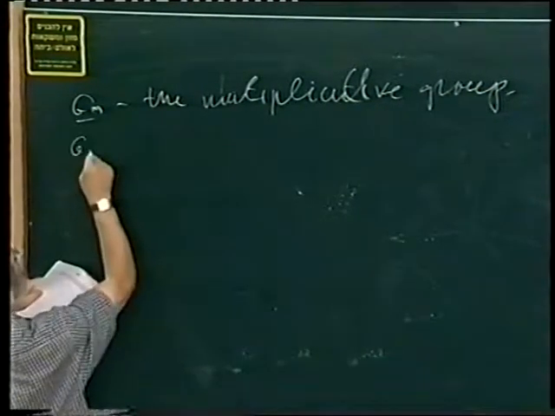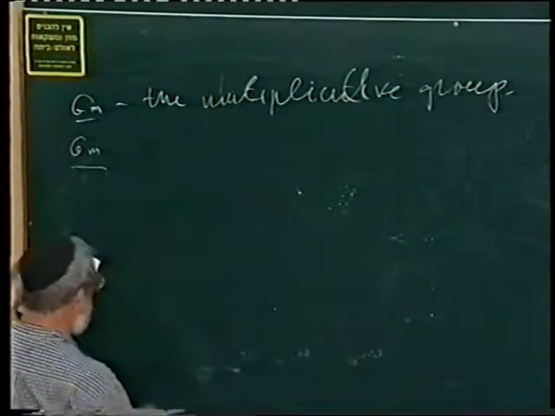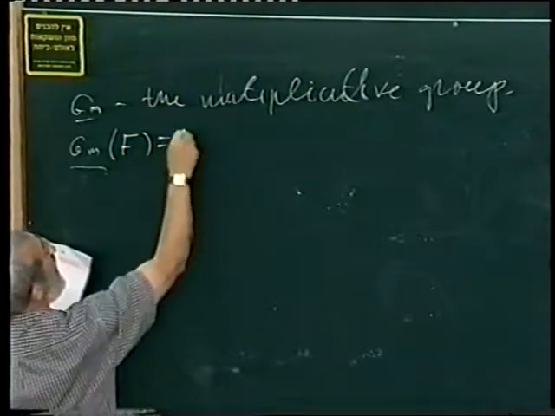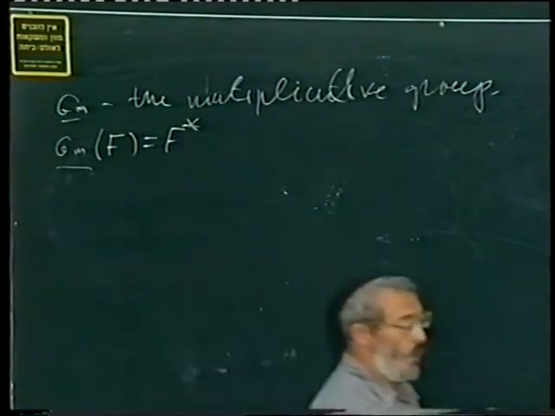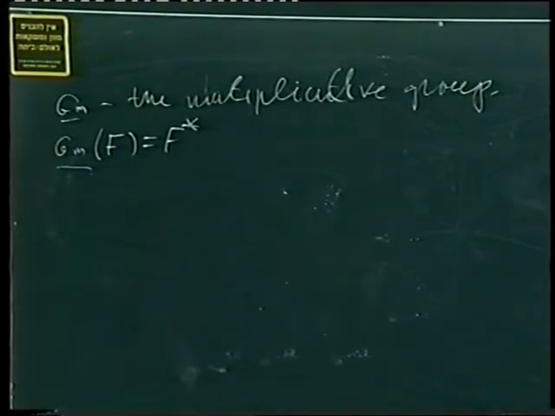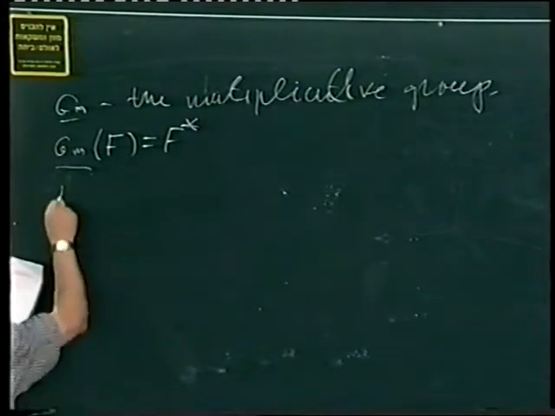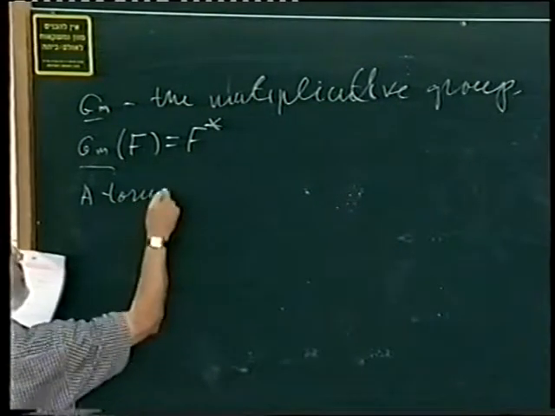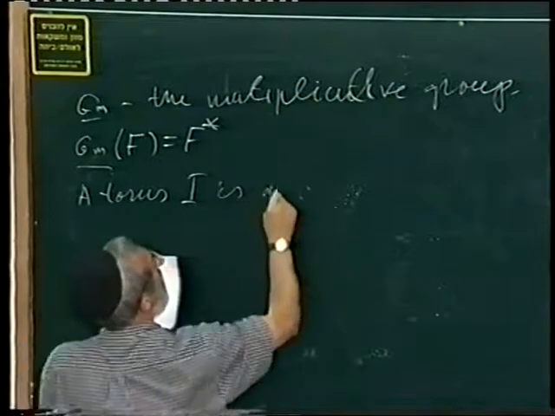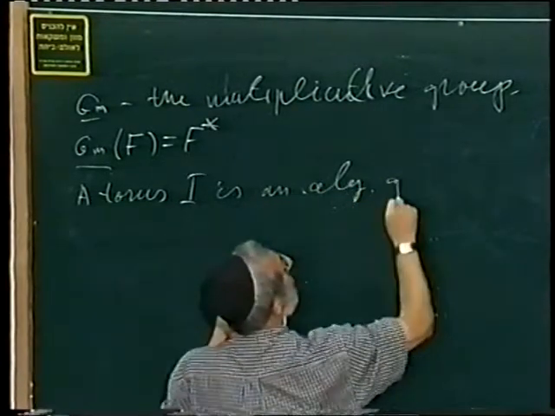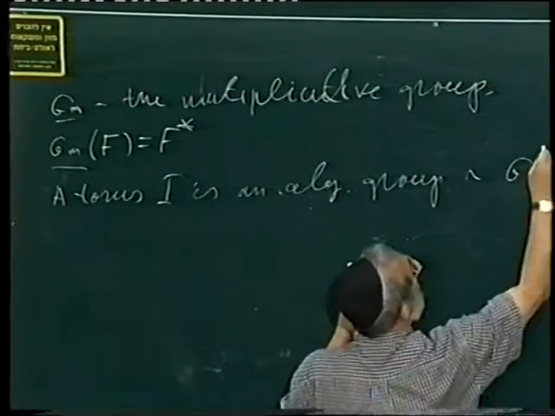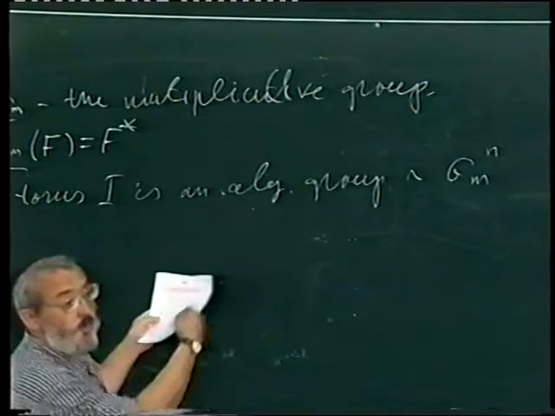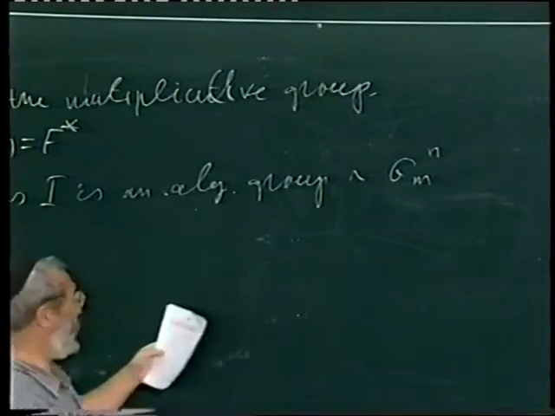So Gm of F is F star. So it's an algebraic group such that the corresponding... Now a torus T is an algebraic group isomorphic to Gm to some power n. Just a product of tori, but not canonically isomorphic to a torus.